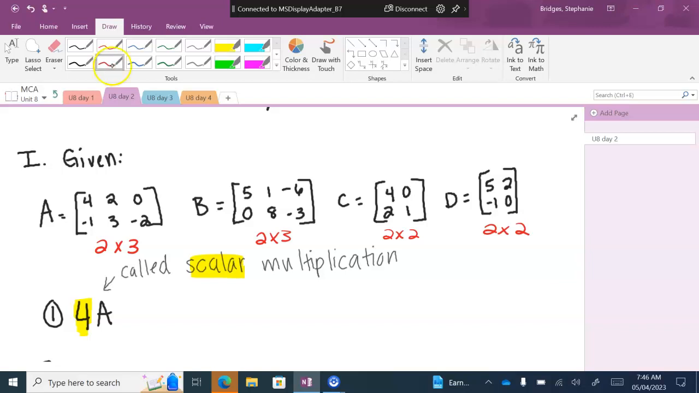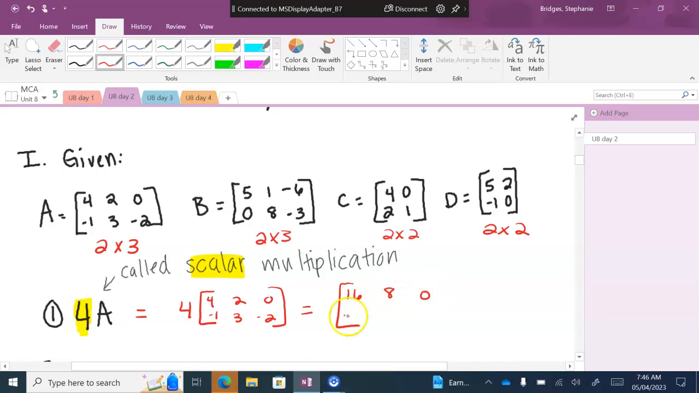Okay, so it looks like this. 4A is going to be 4 in front of my matrix: 4, 2, 0, -1, 3, -2. It's just like distributing that 4. You take that 4 and multiply it by every element in there. So our new matrix for this scalar multiplication: 4 times 4 is 16. 4 times 2 is 8. 4 times 0 is 0. 4 times -1 is -4. 4 times 3 is 12. And 4 times -2 is -8. And that is all you have to do for scalar multiplication.